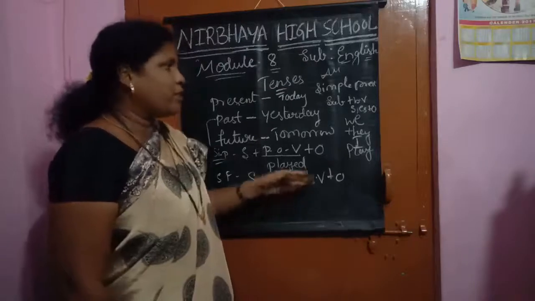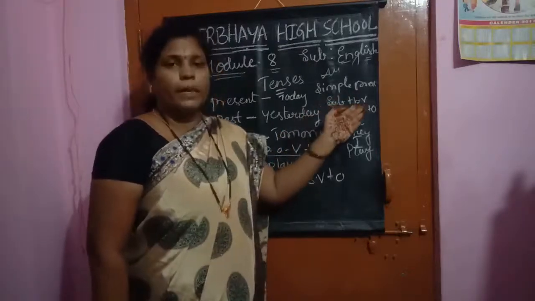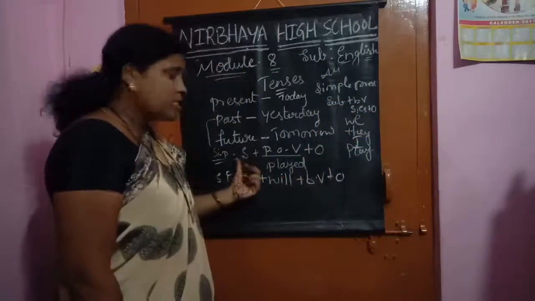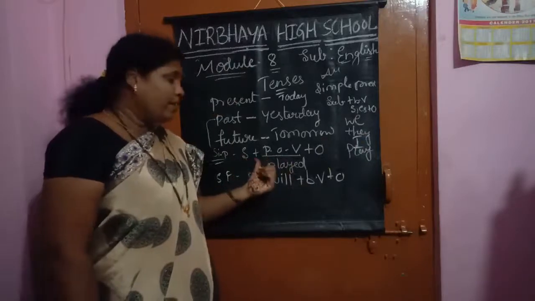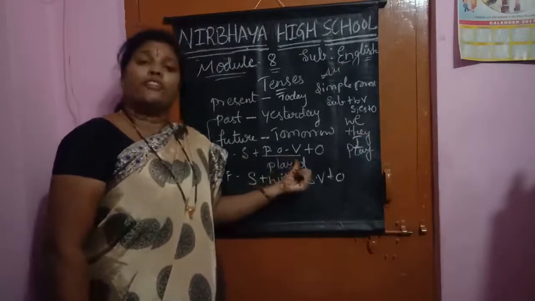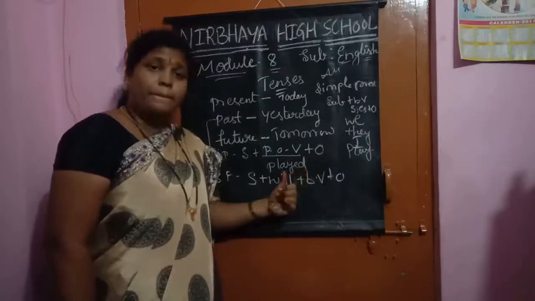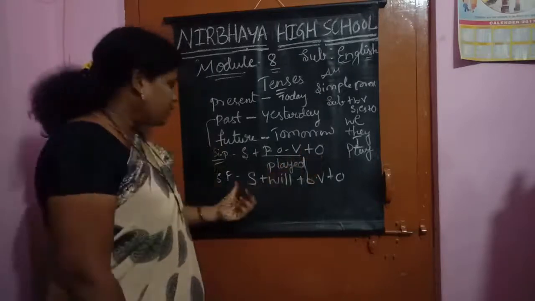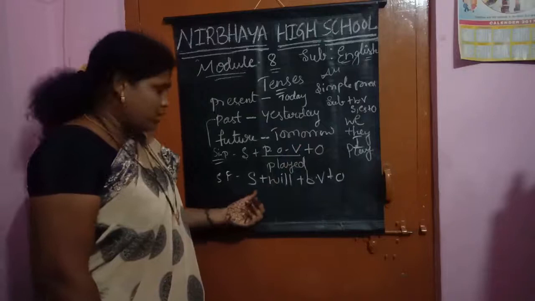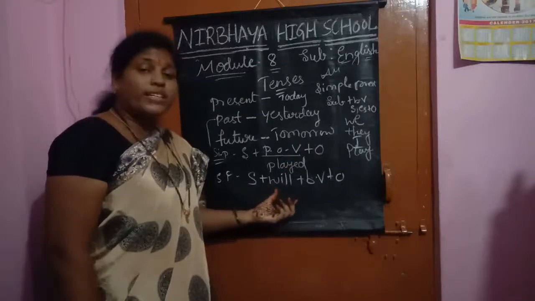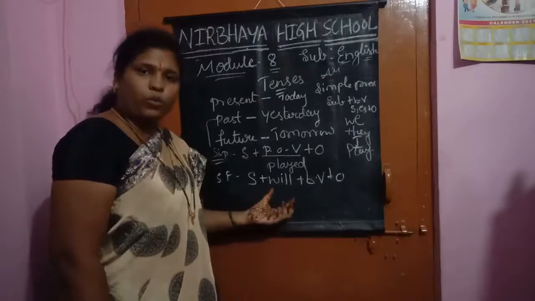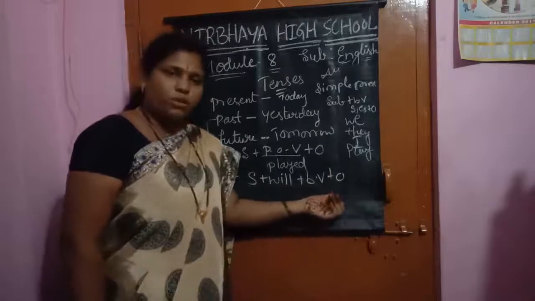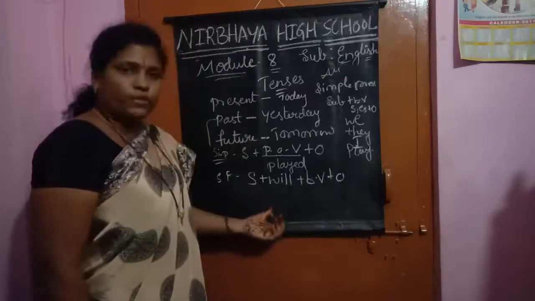Okay, children? Once again, I am telling you. Simple present tense: subject, base verb, for which we add s or es, plus object. Coming to the simple past tense. Simple past tense means what? We will use subject, past tense of a verb, for example played, danced, plus object. Coming to the simple future tense: subject plus will, W-I-L-L, plus base verb plus object. This is simple future tense.